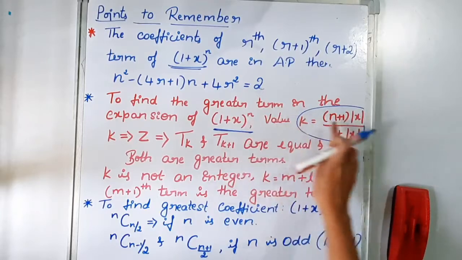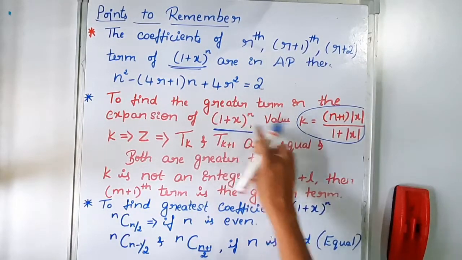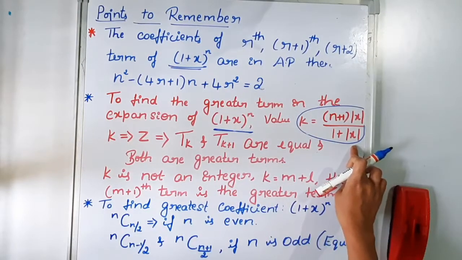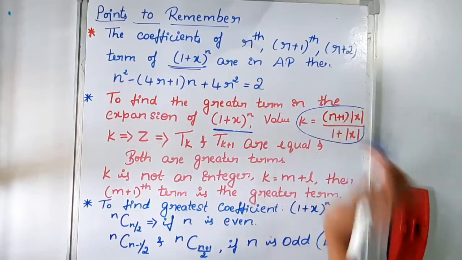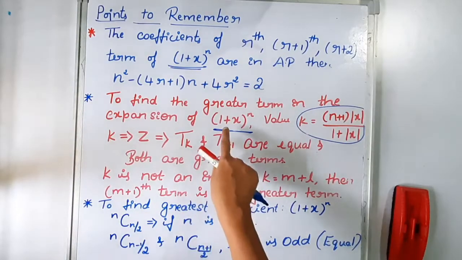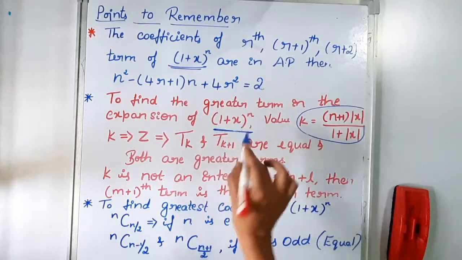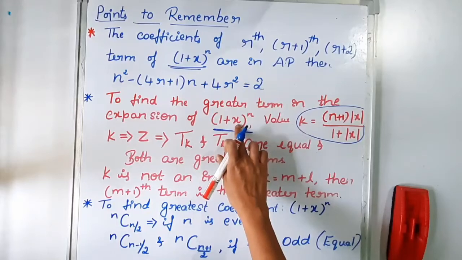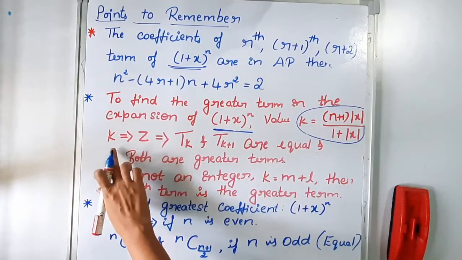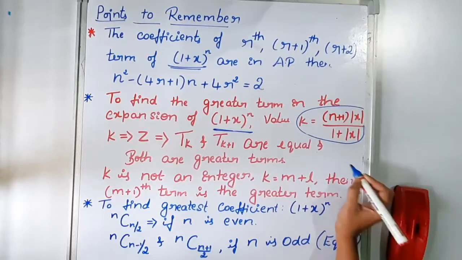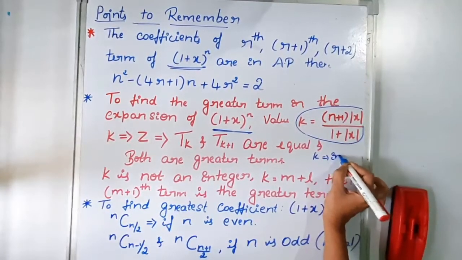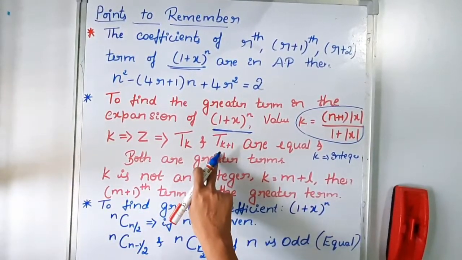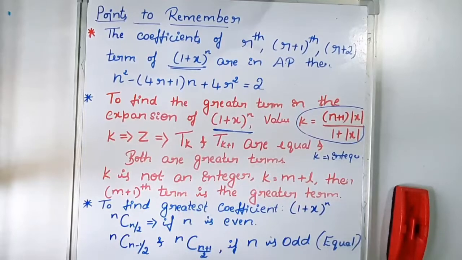Here n will be there, right? So n plus 1 multiplied with x divided by 1 plus mod x. It may be negative or positive, but here we'll be considering this as positive. So that we'll get the value of k. Is it clear? This is applicable only for the expansion of (1 plus x)^n. So after getting the value of k, x may be anything, right? Suppose k is an integer, then directly we can say tk and tk plus 1 are equal and those are called the greater terms.